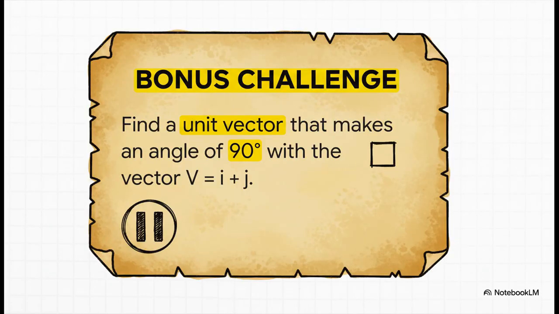And hey, if you're up for a bonus round, try this one. Find a unit vector that's at a 90-degree angle to the vector v equals i plus j. Quick tip, remember, when you don't see a number in front of i or j, the value is just 1. This one's a great little check to make sure you've got it down.